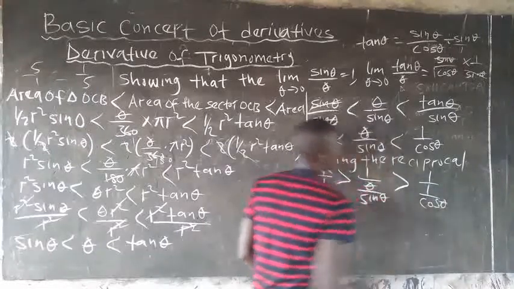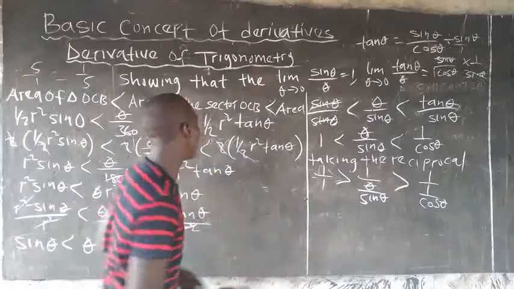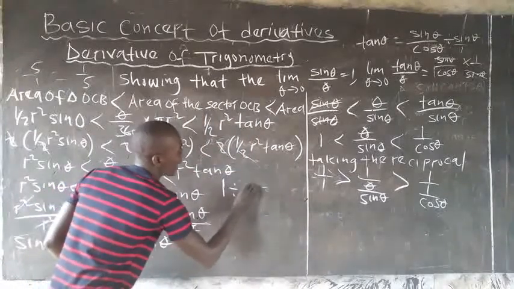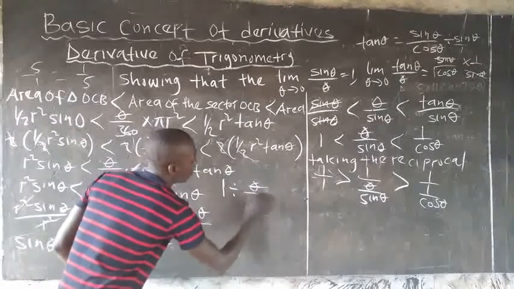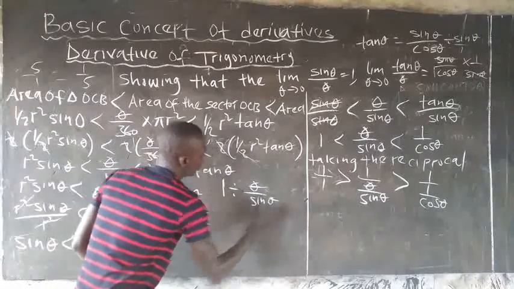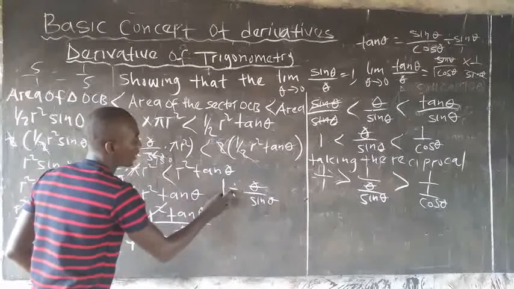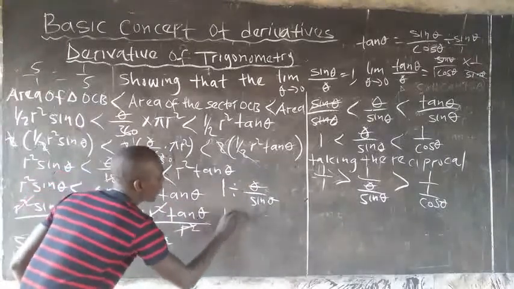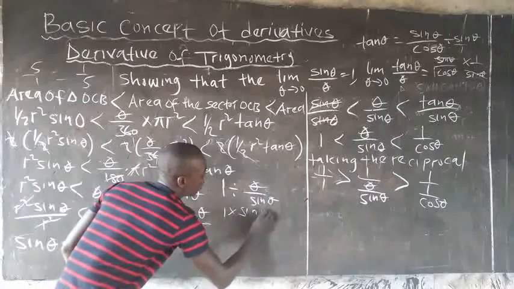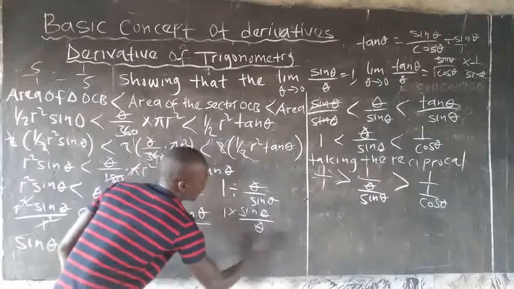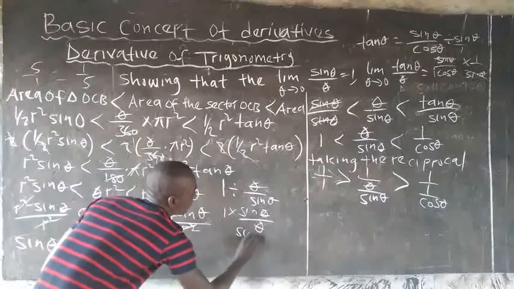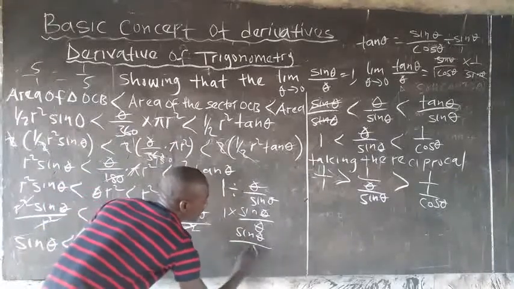cos theta. So if I solve this out, 1 divided by sin theta all over sin theta, this one will change to multiplication, while this one will come up and this one will go down. So it will be 1 multiplied by sin theta over theta, which is sin theta over theta.